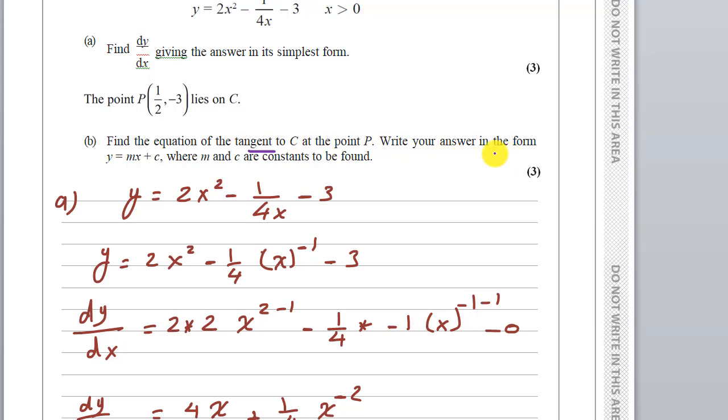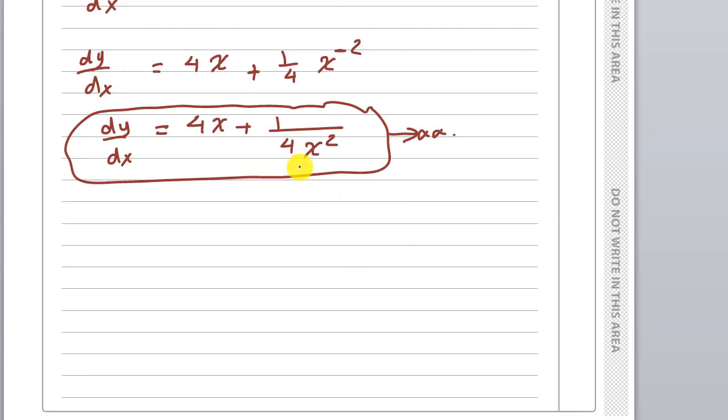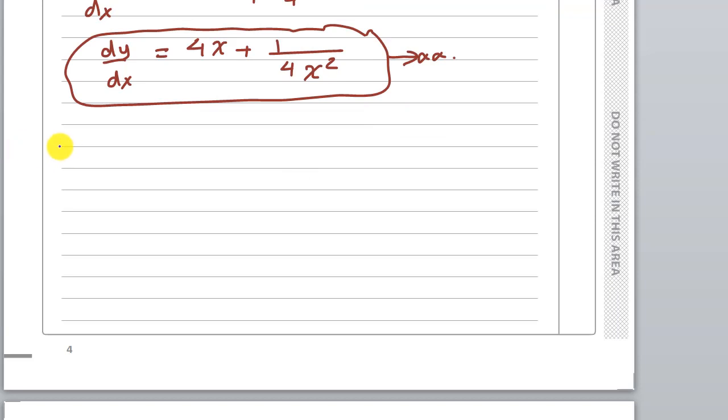Write your answer in the form of y equals mx plus c, where m and c are constants to be found. So we know that this is part B. m is equal to dy by dx. So the gradient of this line, m, is equal to 4x plus 1 over 4x squared.